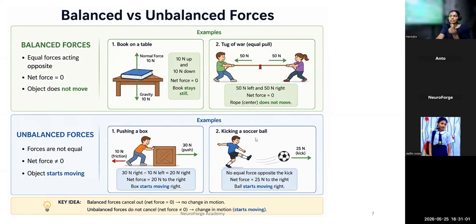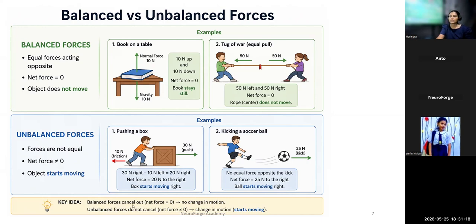Here you can see kicking a soccer ball. He applies a 25 Newton force to the right. So what is happening? The ball starts moving right.